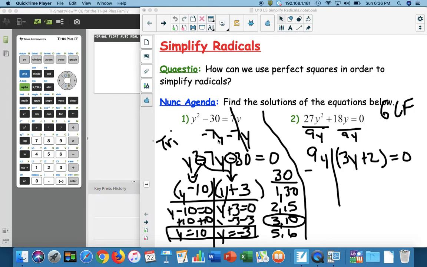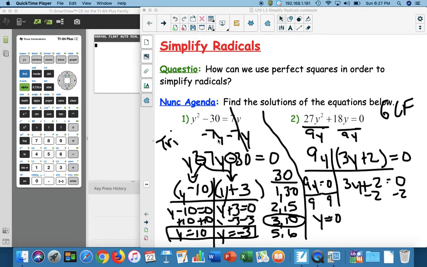And then we do our tea time. Set each side equal to 0 and solve. On your left side, divide both sides by 9, y equals 0. On your right side, subtract 2, and then divide by 3. So your answers are y equals 0 and y equals negative 2 over 3. Alright, so that's a little recap of what we've done. Now let's move on to the actual lesson itself.